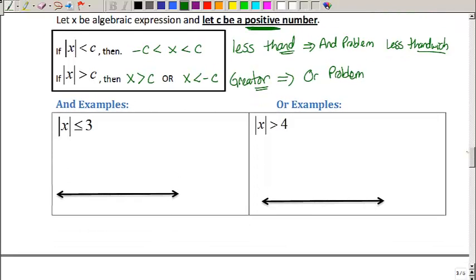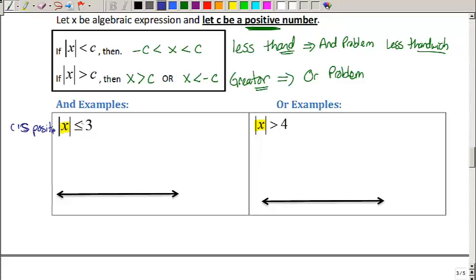Let's look at some examples. These are very, very simple examples. I already have my x expression isolated on both of the first two examples. Next, I want to identify if c is positive. And in this case, c is positive, so I can use the rules above.